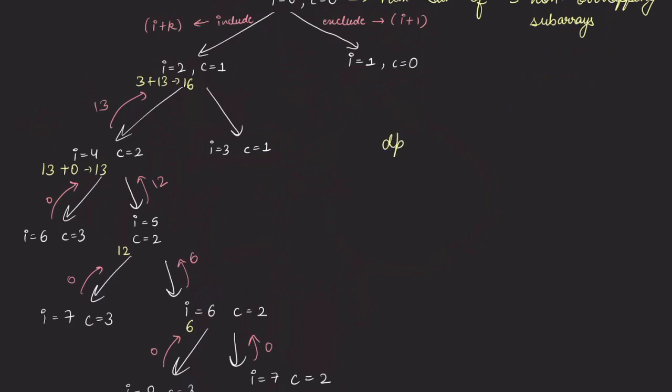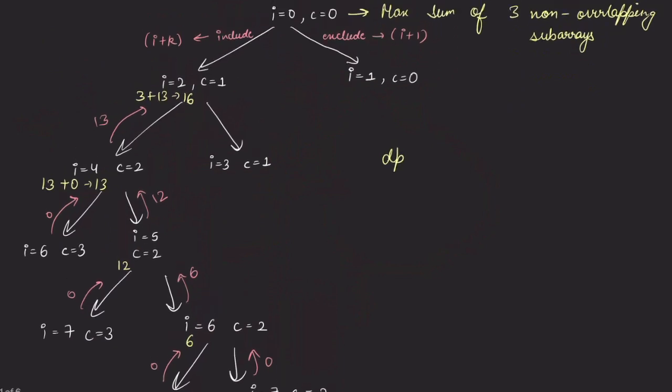We can use a 2D DP. Why 2D DP? Because if you see, there are two things that are changing here. One is the index I and the other is the count of subarrays, right? So we will take a 2D DP. What will be its size? So the first thing will be N.